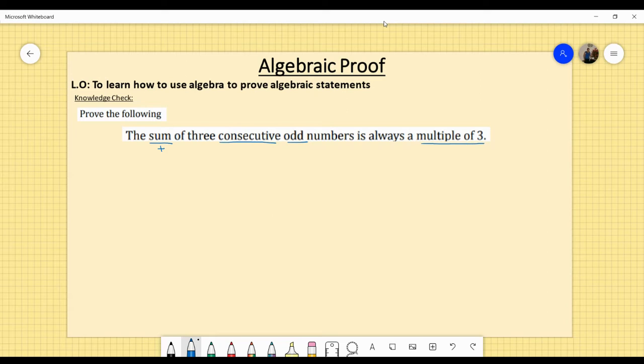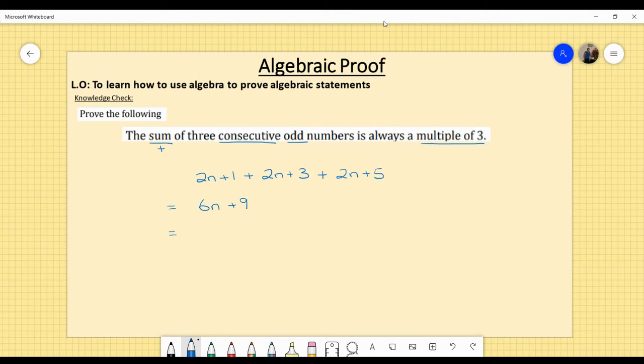So let's start off with our 3 consecutive odd numbers. Remember, an odd number is always 1 after an even number, and an even number is always a multiple of 2. So my first odd number is going to be 2n plus 1. My second odd number will be 2n plus 3, and my third odd number will be 2n plus 5. And then the sum of them means I'm going to add those things together. We then want to simplify, so 2n plus 2n plus 2n will give me 6n. 1 plus 3 gives me 4, plus 5 gives me 9. So that was quite nice and easy to simplify.